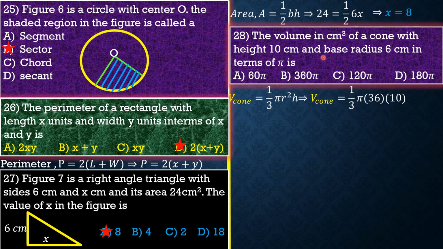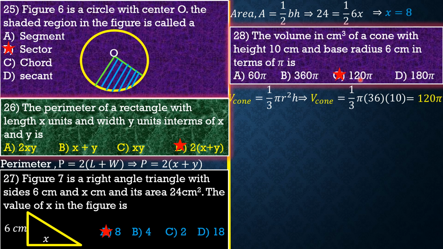The radius, as you can see here, is 6 centimeters, right? 6 squared, we have 36. Then our h is 10 centimeters. So if we simplify that, 36 divided by 3, we have an answer of 12. So we are going to have 120 pi. So guys, option C is the best option.